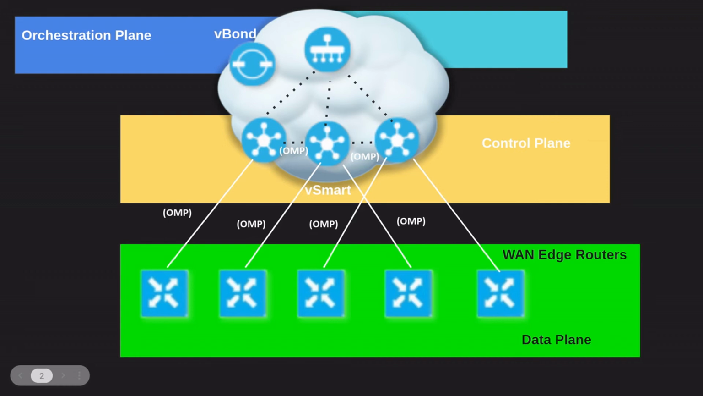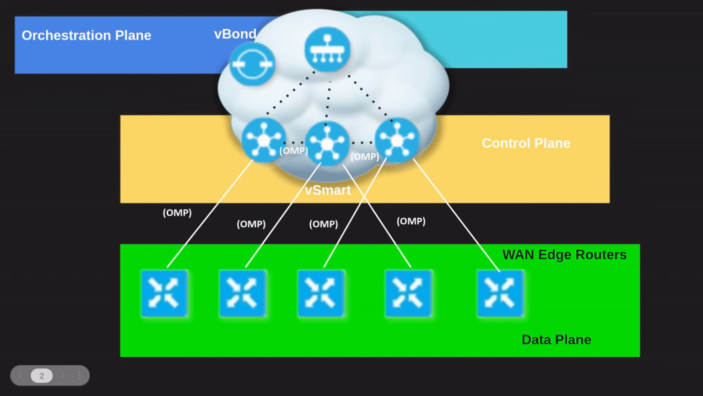SD-WAN. The vBond orchestrator should reside in the public IP space or in the private IP space. But if you put it in a private IP space, it needs to have a one-to-one NAT so that all the remote sites, especially internet-only sites, can reach it. So if you put it on a private IP or behind a firewall, you need to have a one-to-one NAT, and you need to allow all that traffic.